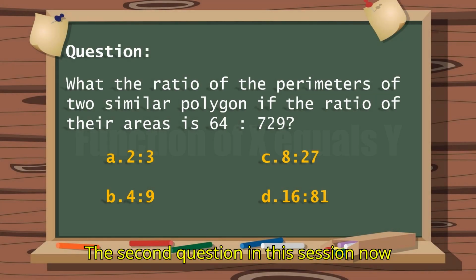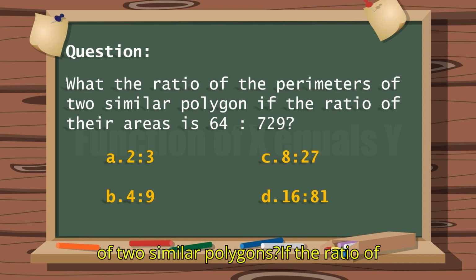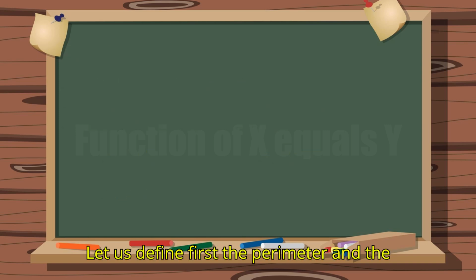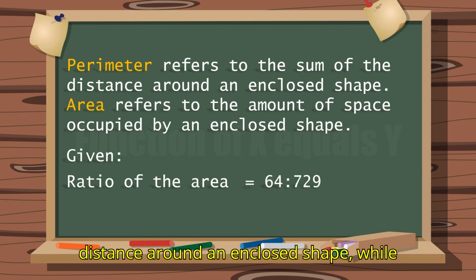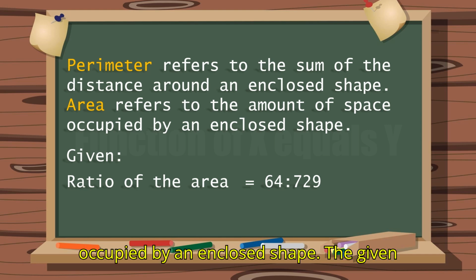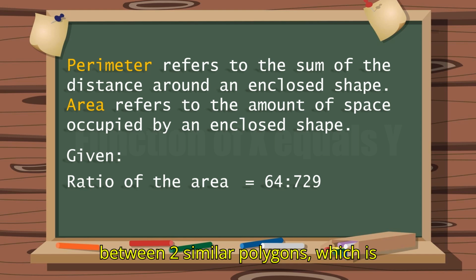The second question in this session now is, what is the ratio of the perimeters of two similar polygons, if the ratio of their areas is 64 is to 729? Let's do this. Let us define first the perimeter and the area. Perimeter refers to the sum of the distance around an enclosed shape, while area refers to the amount of space occupied by an enclosed shape. The given in the problem is a ratio of the area between two similar polygons, which is 64 is to 729.